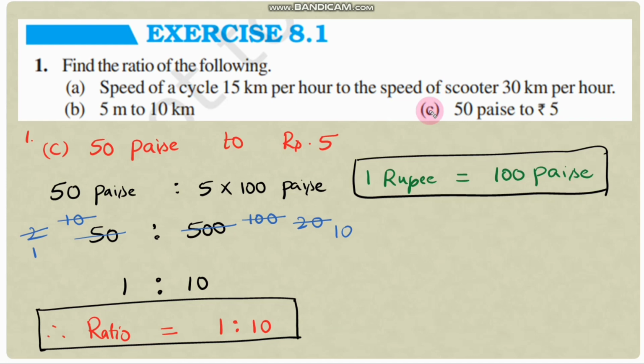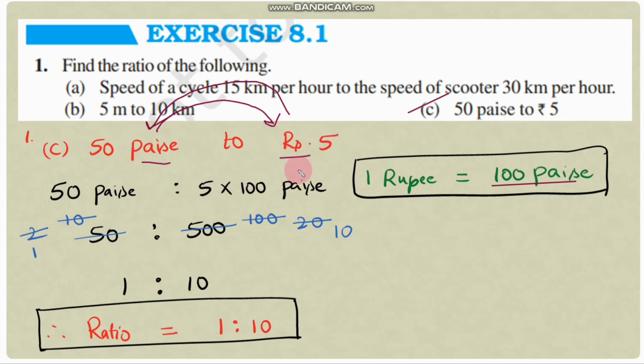Understood children? So next, question C. 50 paisa to 5 rupees. Here again, the units are different. Here we have paisa and here we have rupees. When we compare, the units of both quantities must always be the same. So either convert paisa into rupees, or convert rupees into paisa. Let us convert rupees into paisa. So 1 rupee is equal to how many paisa? 1 rupee is equal to 100 paisa. So 50 paisa we write as it is here, is to.